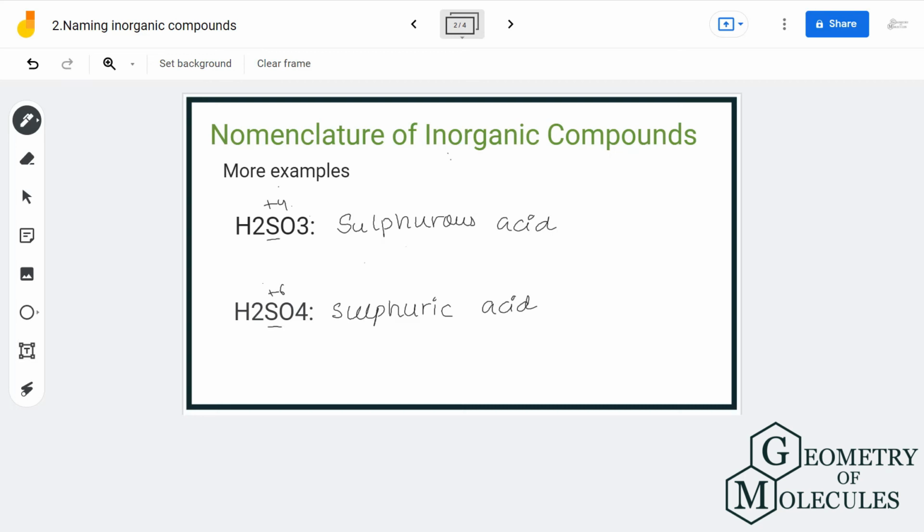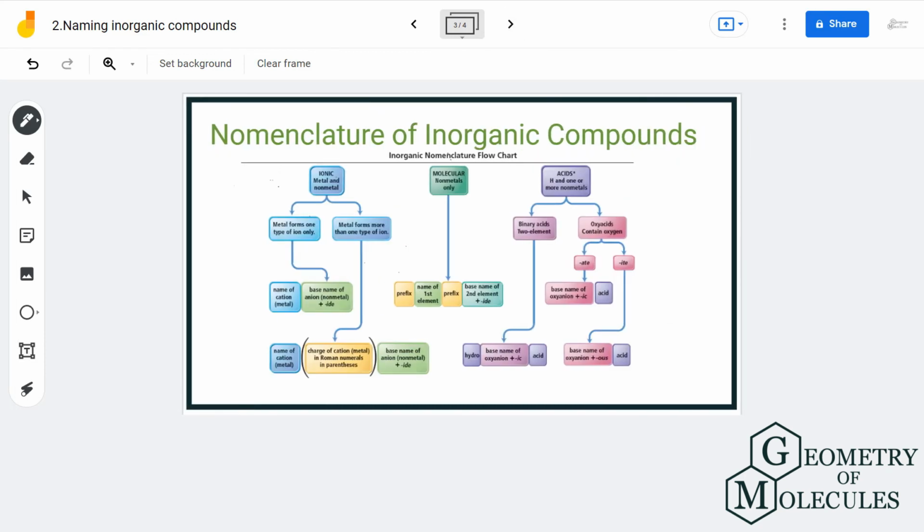In the next slide, I have inserted a block diagram of all the topics that we discussed earlier. This brings us to the end of the video.